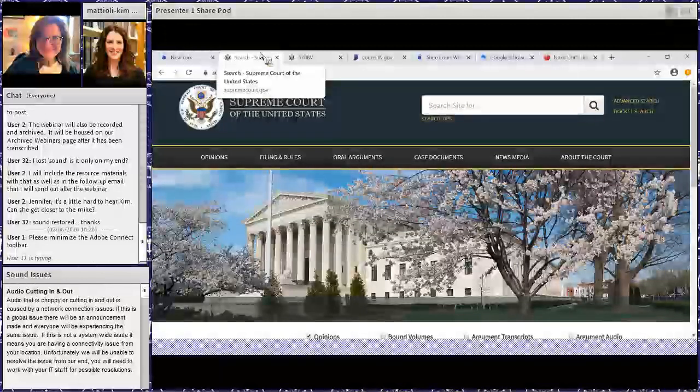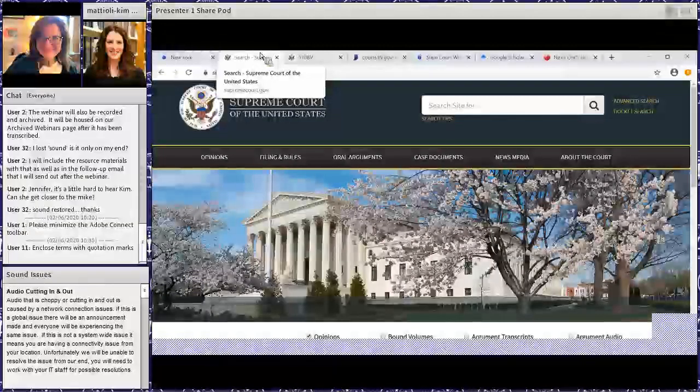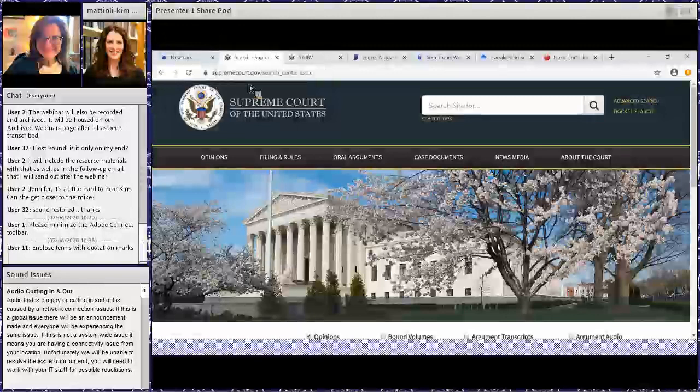So you can also find selected lower federal court cases on their official websites. And again, what years are covered will depend, and the usefulness of the search feature will vary depending on the court. So that's always an option, to go to the court's website.